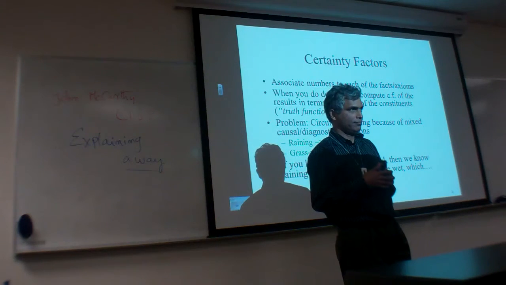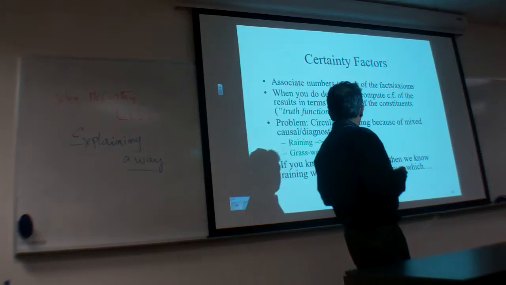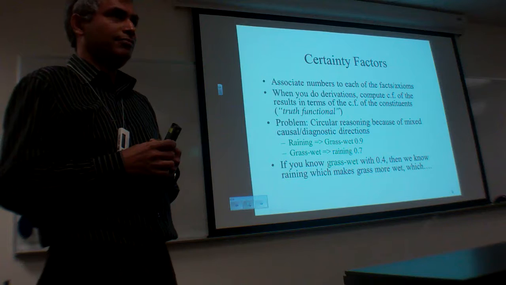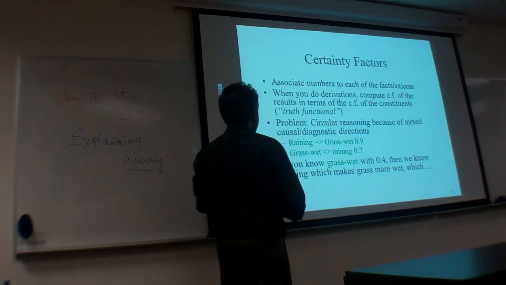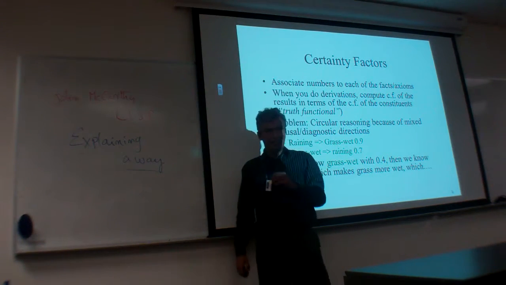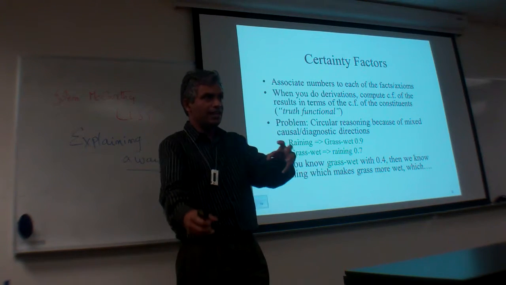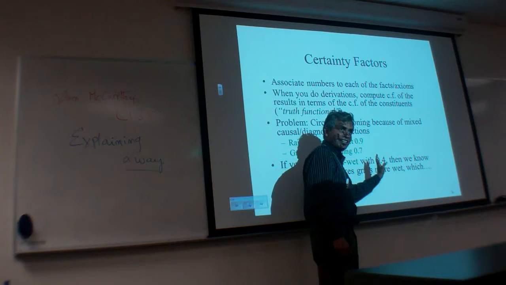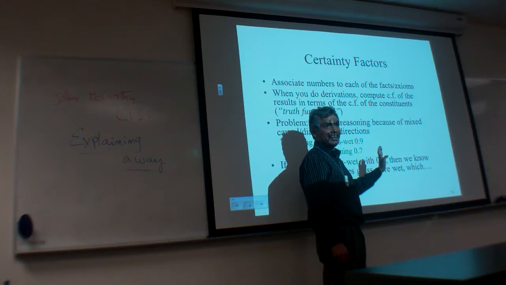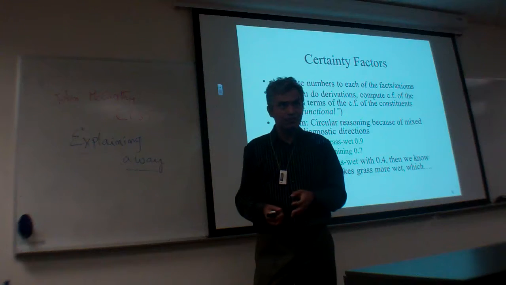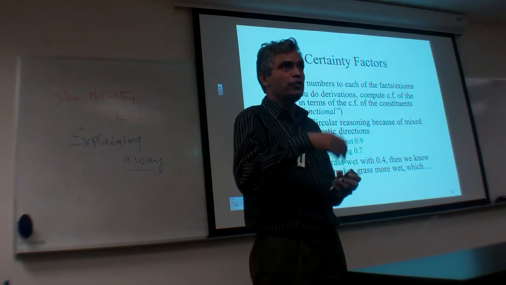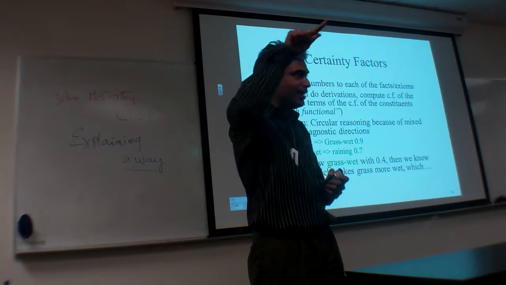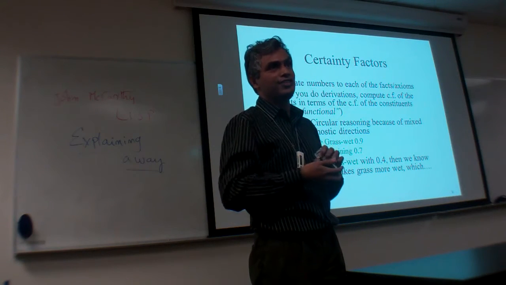Looks good. The problem, of course, is you can easily get into circular reasoning. For example, raining implies grass wet: if it's raining, grass becomes wet. If grass is wet, you can assume that it is raining. In medical expert systems, this is very important. If you have a runny nose, you probably have flu. If you have flu, you'll probably have a runny nose. And so I can go into a nice cycle and do cyclical reasoning.